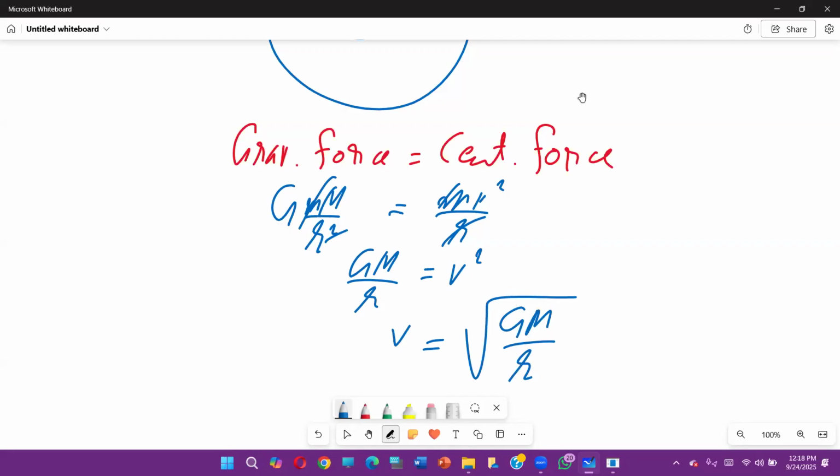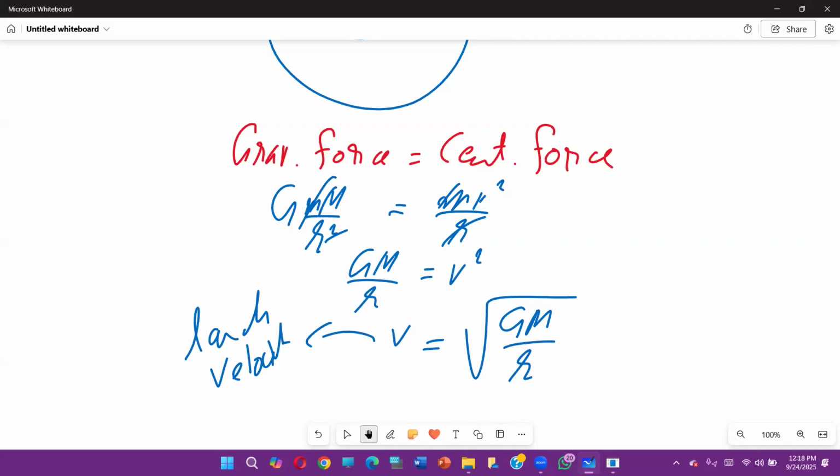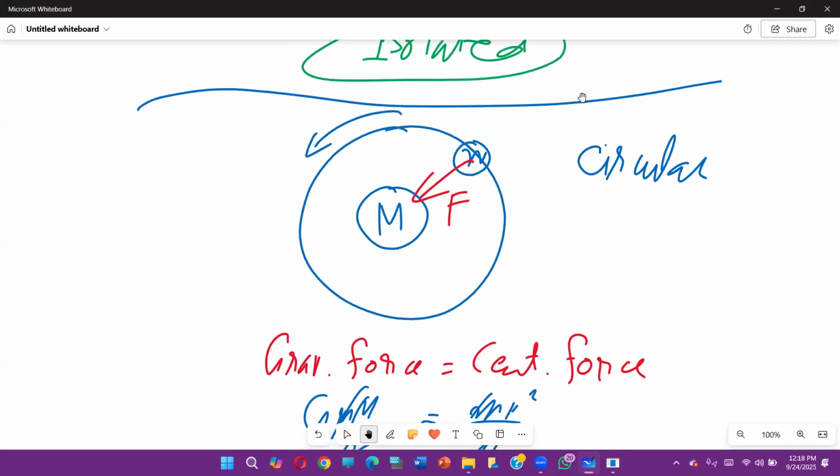This formula is called the orbital velocity. It is called the launch velocity. Actually, it is the velocity at which an object can orbit as a satellite. If this velocity is not there, then the object will not orbit in the required satellite orbit.